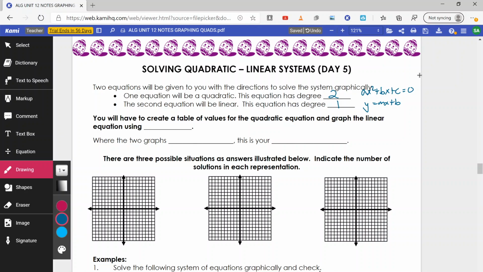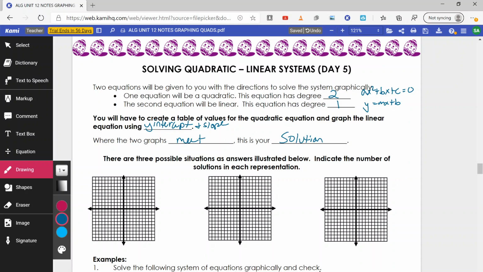So they say we have to create a table of values for the quadratic equation and graph the linear equation using the y-intercept and slope. Where the two graphs meet, this is your solution. So just like the system of equations with lines where the two lines crossed, that was the answer. In this case, it's the same thing. Wherever my parabola and my line cross, that's going to be my solution.